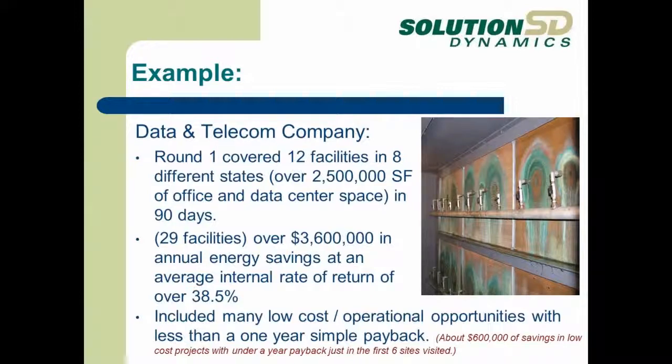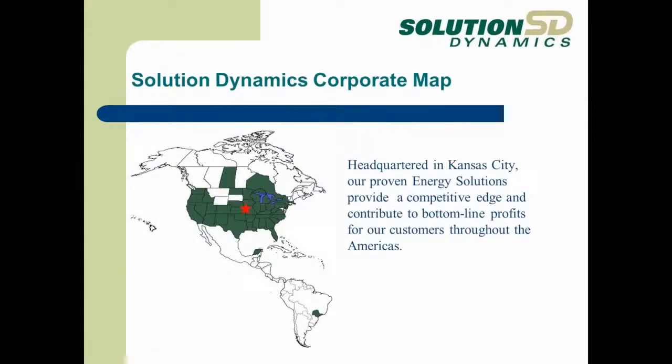So here are some examples of this work. We went through 29 facilities in all, uncovering about $3.6 million in savings at an average internal rate of return of 38%. And many of those were low cost, with savings of about $600,000 a year with less than a 1-year simple payback. And we did all this on a very tight schedule. We went through the first 12 facilities within 90 days.